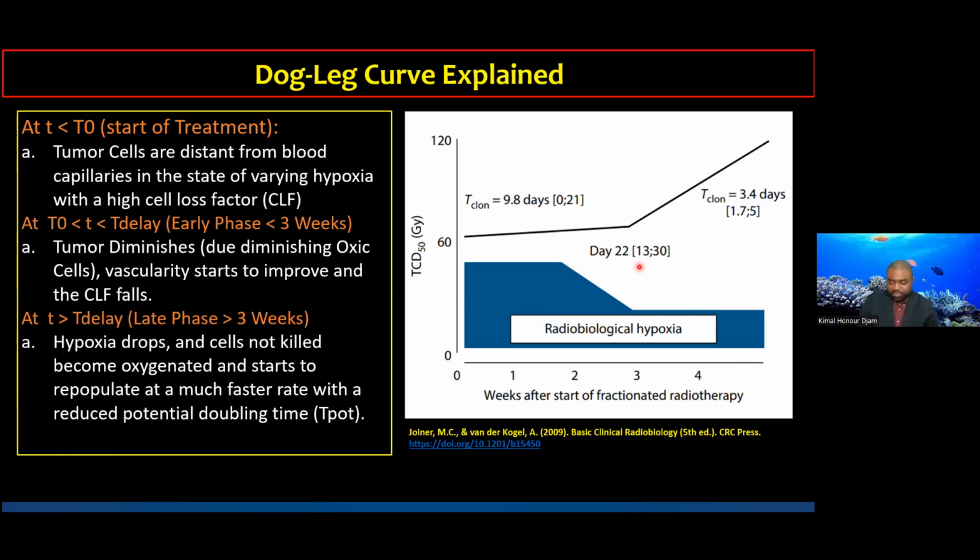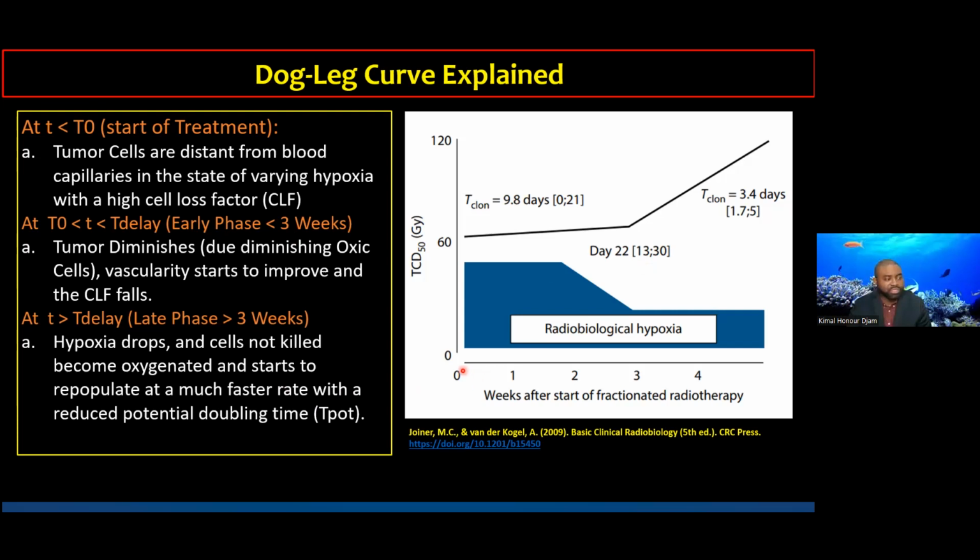The important thing that happens when the size of the tumor begins to diminish is that it leads to improved vascularity, which in turn leads to a corresponding reduction in the cell loss factor. Now, what this implies is that non-sterilized cells begin to experience enhanced oxygenation. Once they begin to experience enhanced oxygenation, it leads to an acceleration in their growth or repopulation, which essentially is defined by what we call the potential doubling time, T-pot.